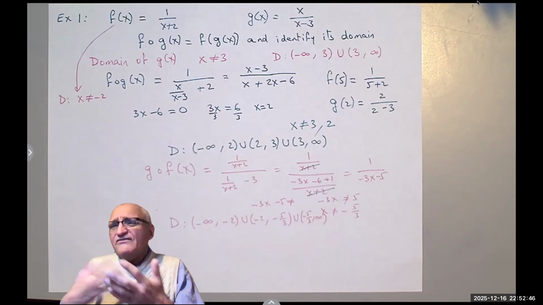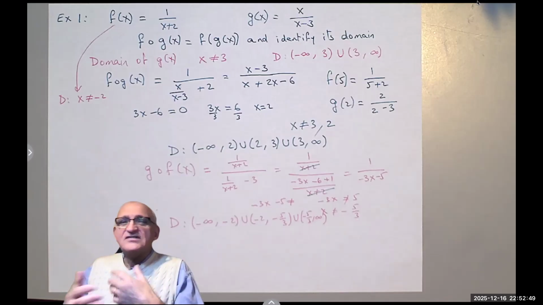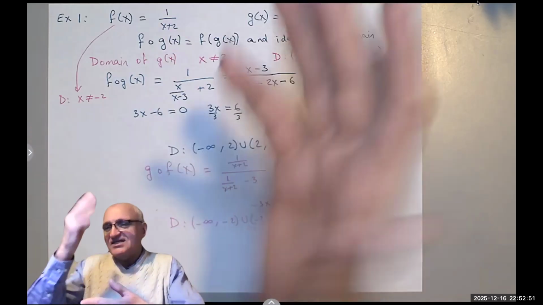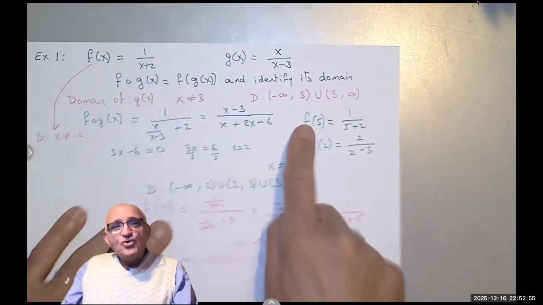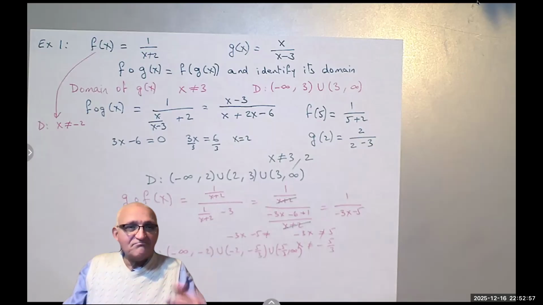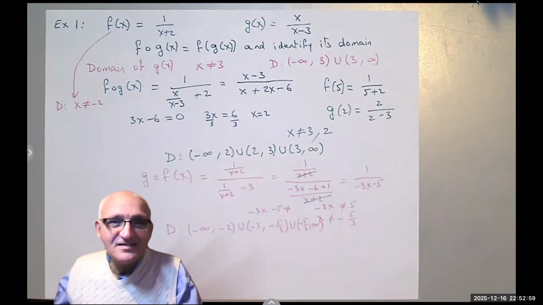But what if it was a more sophisticated function? It wasn't something as easy as a square root. It was a function, right? How do I find its inverse? That would be the topic of next time.